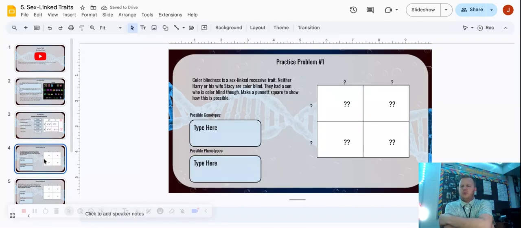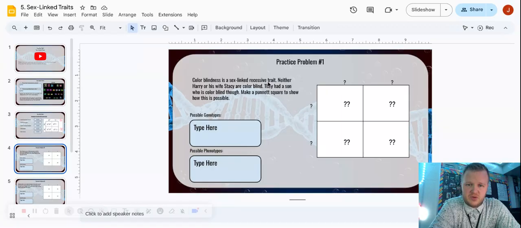So here, we'll do one practice problem together for slide 4. It tells us color blindness, and this is a real thing. Color blindness is a sex-linked recessive trait. So that tells you it's on that 23rd chromosome. That's what sex-linked means, and it is recessive. So if you are colorblind, you have 2 recessive traits. Neither Harry or his wife are colorblind. They had a son who is colorblind, though. Make a Punnett square to show how this is possible.